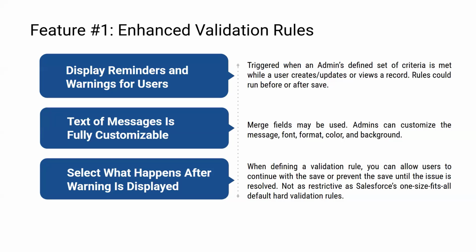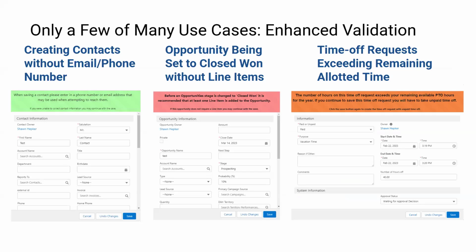First, enhanced validation rules. Display fully customizable reminders and warnings for users, which can be run before or after save. Similarly, you can allow users to continue with the save or prevent a save until the issue is resolved. These customizable rules can be used across many different business functions. Here are just 3 examples. Asking for an email or phone number when creating new contacts, reminding a user to add at least one line item to an opportunity before setting it to closed won, or reminding an employee that the number of hours in their time off exceeds the remaining PTO time they have.